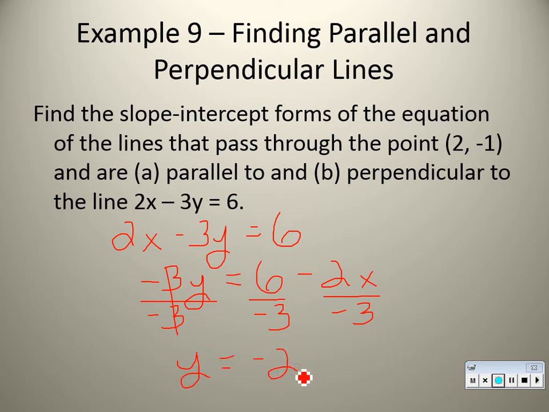And then notice here, negative 2x over negative 3. So first thing is this. Notice that I'm dividing a negative by a negative. So because of that, this is going to be positive, so I'm going to have a plus there. And since 2 divided by 3 doesn't divide evenly, we're just going to leave this as 2/3.